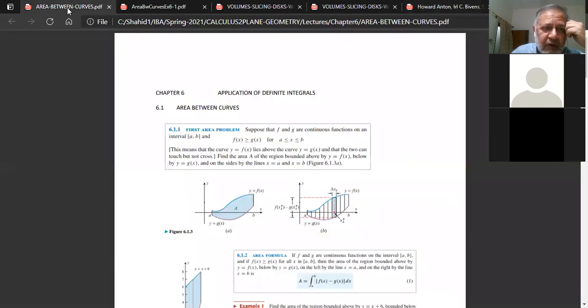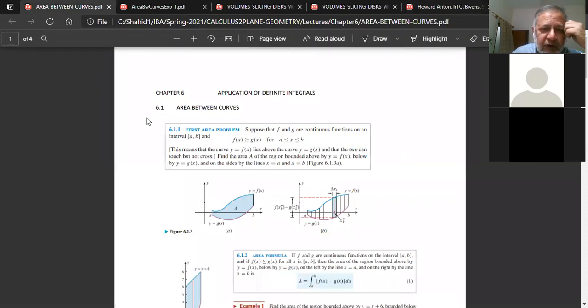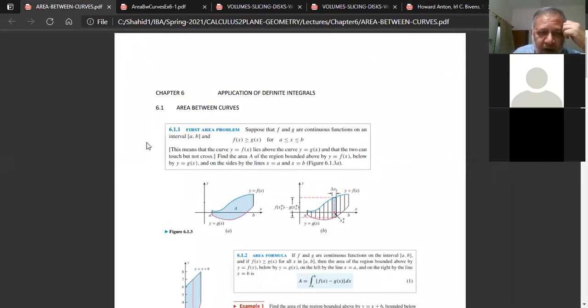So I have shared this file, I suppose. There are parts of pages of the book I have accumulated in this document. Application of definite integrals, area between the curves.